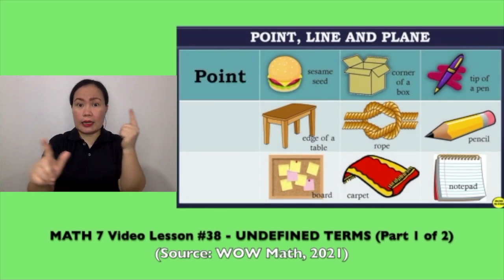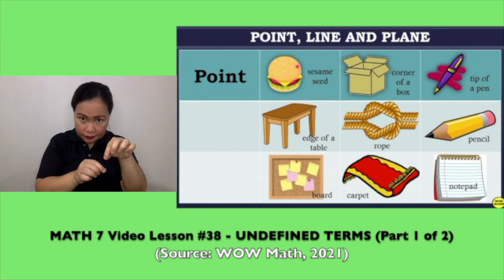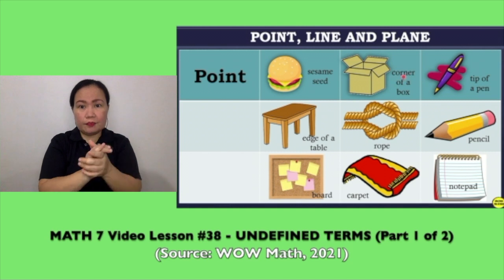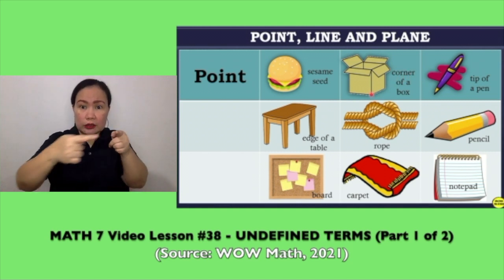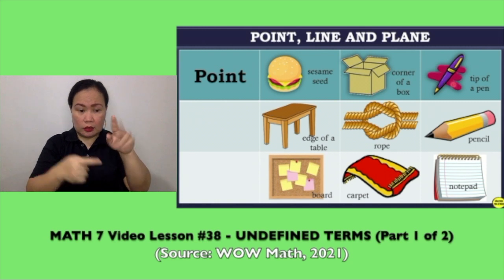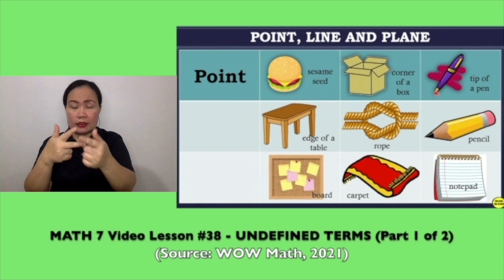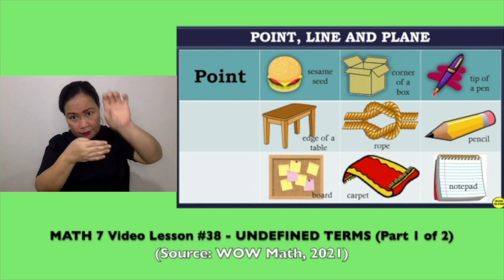So these are the representations of a point. A sesame seed. Okay, so ito po yung tinutukoy dyan. So this is a representation of a point. The corner, pag sinabi natin corner, ibig sabihin yung kanto ng box. So this is also a representation of a point. And also yung tip of a pen. Pag sinabi nating tip, ito. Okay, so this is the tip. So this is also a representation of a point.